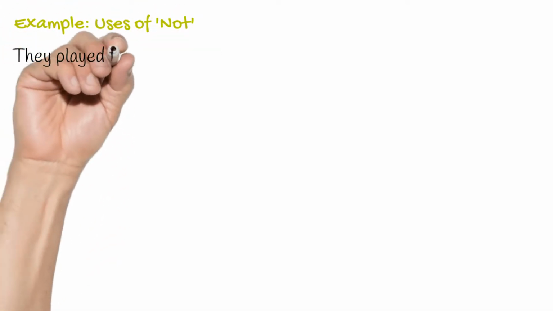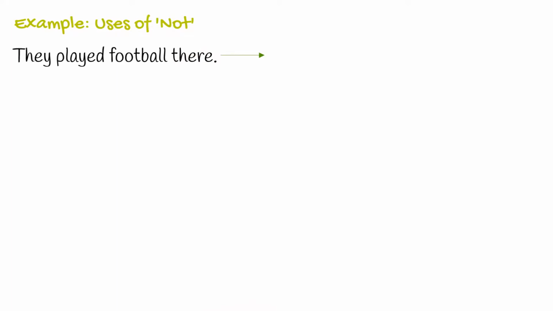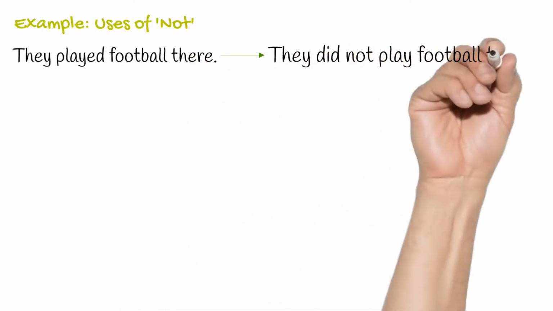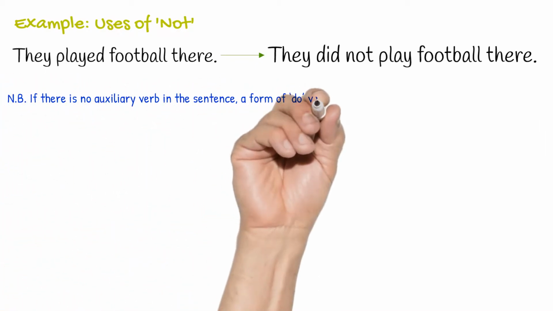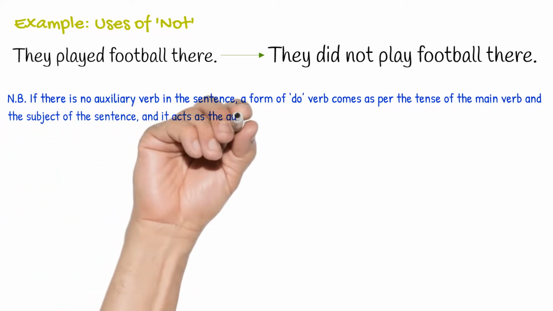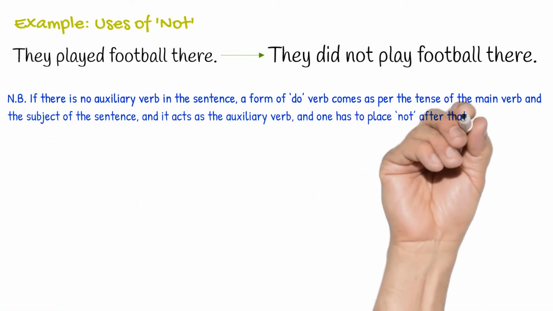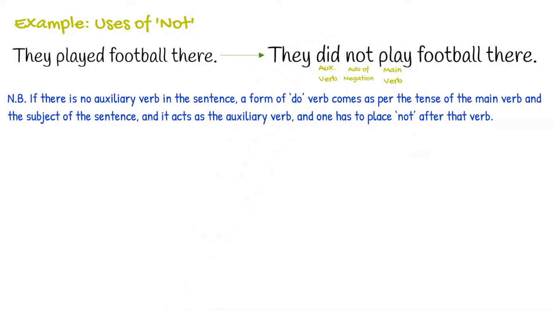Let's discuss some more usage of not. They played football there. If we negate this sentence, it would be, they did not play football there. As there is no auxiliary verb in this sentence, a form of the do verb comes according to the tense of the main verb, and the subject of the sentence. Here did comes as the auxiliary verb followed by not then placed the main verb play.